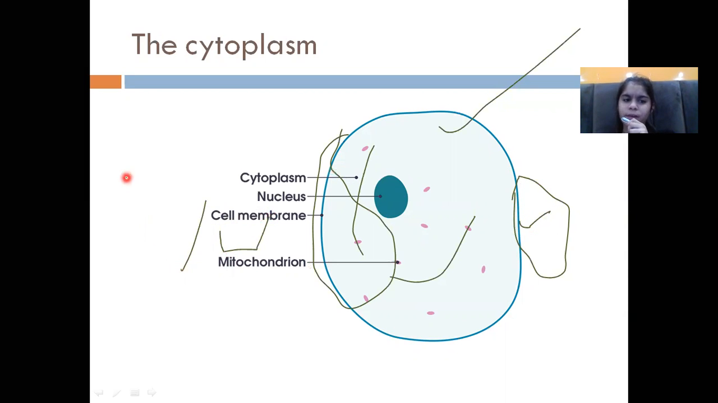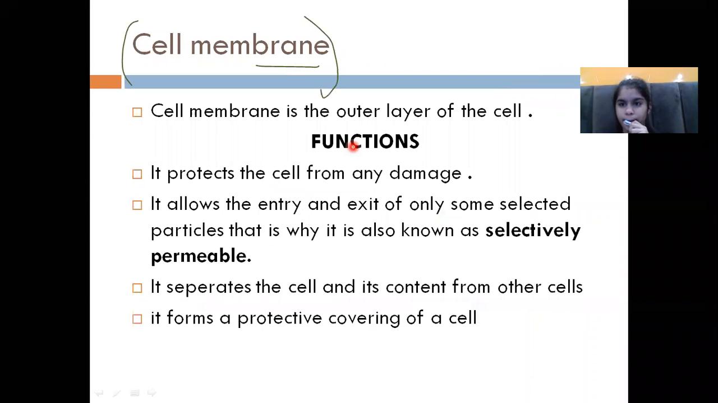Either you can say it's cell membrane or you can say it as plasma membrane. What can you say? Plasma membrane. ठीक है? Plasma membrane or the cell membrane. Okay, cell membrane या फिर plasma membrane.